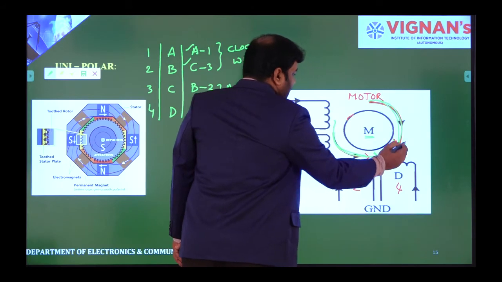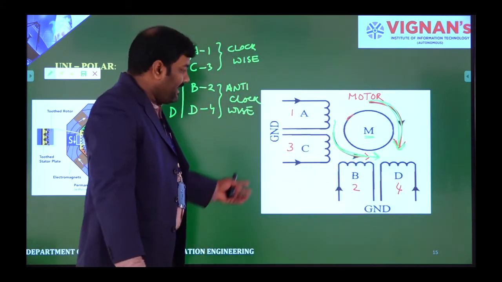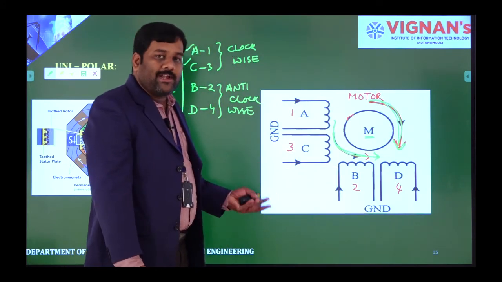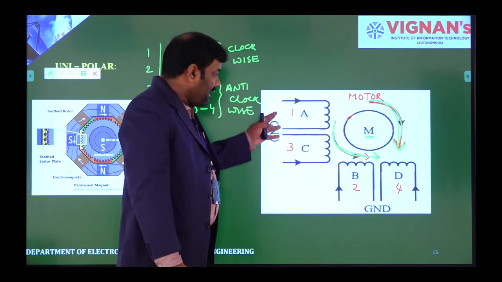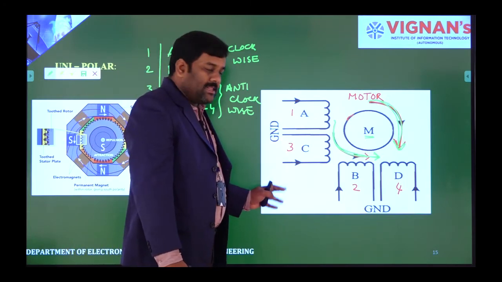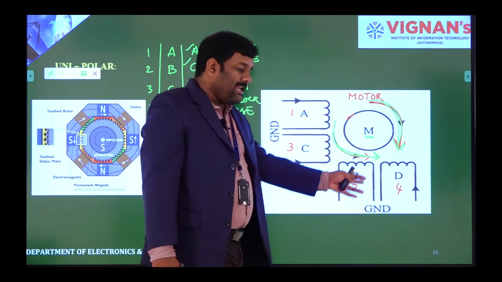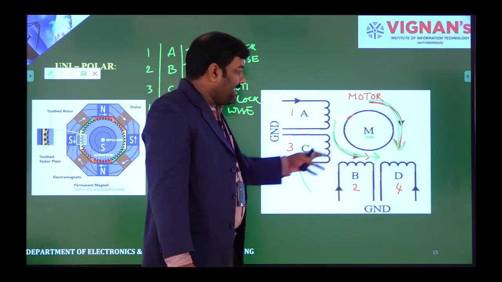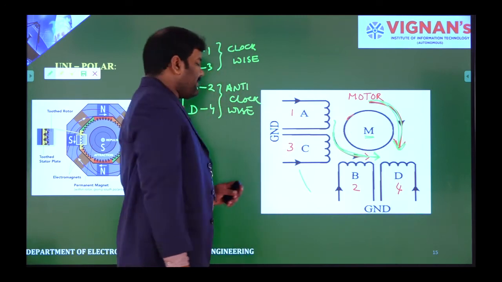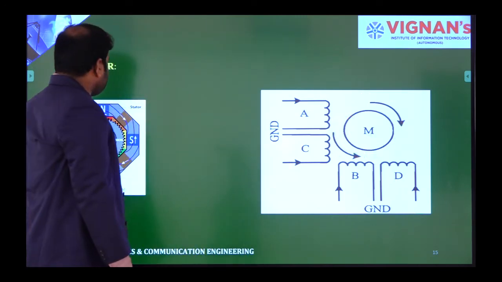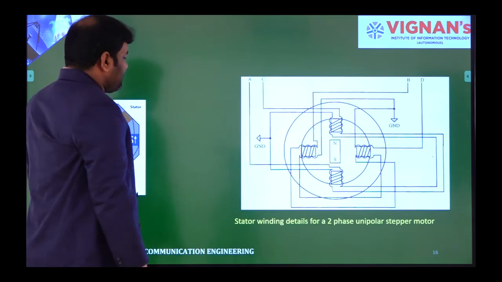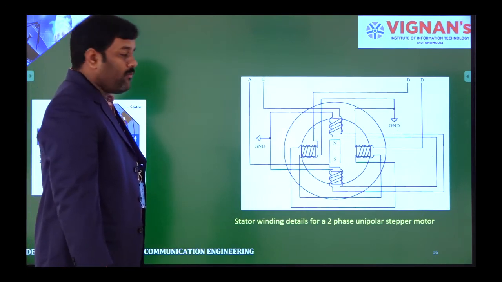So, how you are operating the windings, either it may be in clockwise direction or anti-clockwise direction. If you are operating the windings in clockwise direction, then the motor will rotate in anti-clockwise direction. If you are operating these windings in anti-clockwise direction, then the motor will operate in clockwise direction, reciprocal, opposite. So this is the internal structure of your windings.